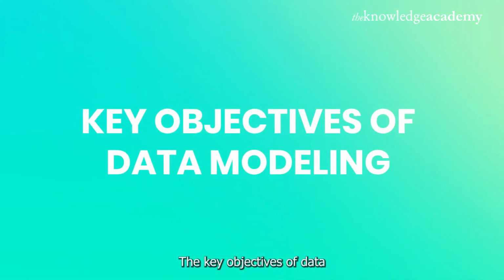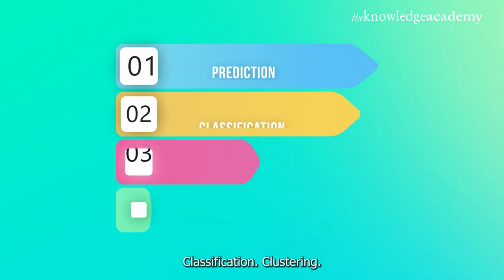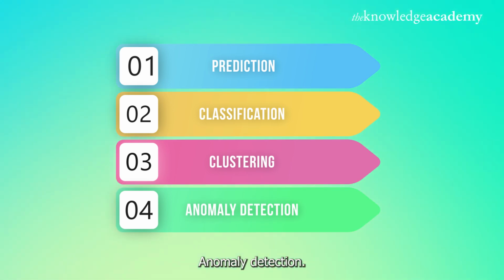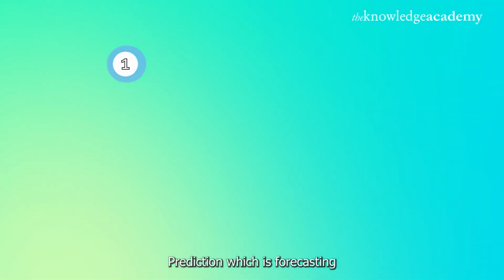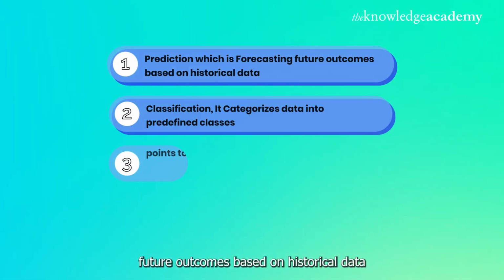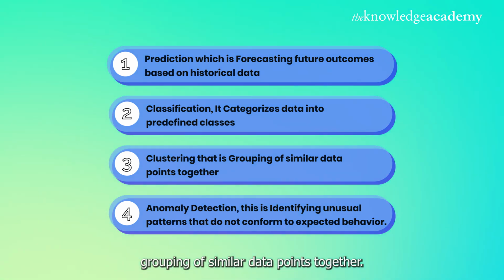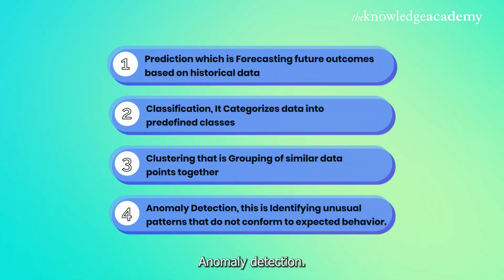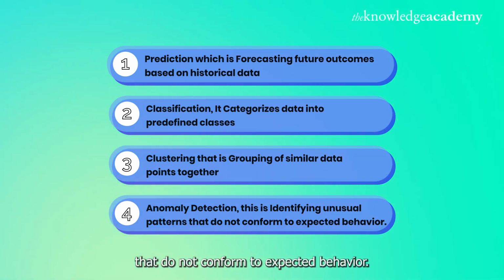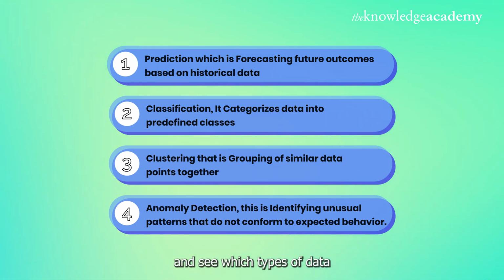The key objectives of data modeling include prediction, classification, clustering, and anomaly detection. Prediction is forecasting future outcomes based on historical data. Classification categorizes data into predefined classes. Clustering is grouping of similar data points together. Anomaly detection is identifying unusual patterns that do not conform to expected behavior. Let's break down each of these objectives and see which types of data modeling fall into each category.